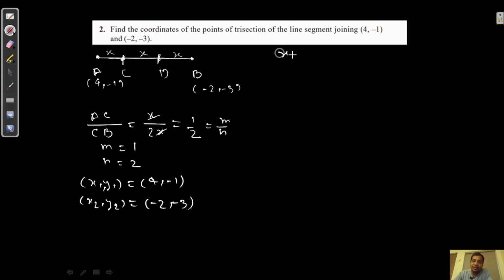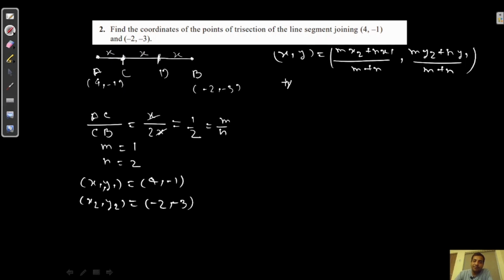The formula says x, y is equal to (mx2 plus nx1 upon m plus n, my2 plus ny1 upon m plus n). Students, don't sit idle, just repeat all the things with me. You have to be very active. Let us close it in a bracket. That bracket is very important. So let us find the value of x. We will compare it. Before the comma it is x, and before the comma it is mx2 plus nx1 upon m plus n.